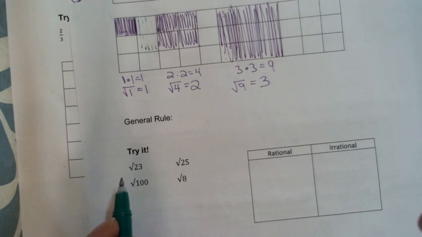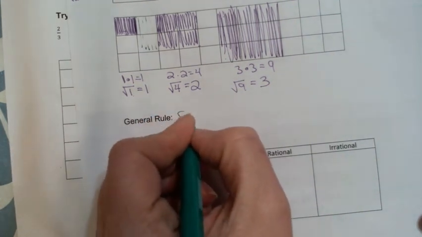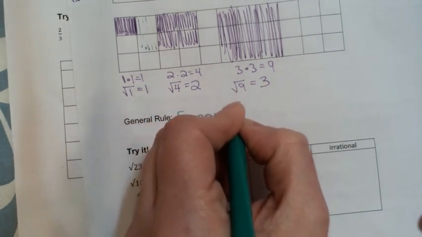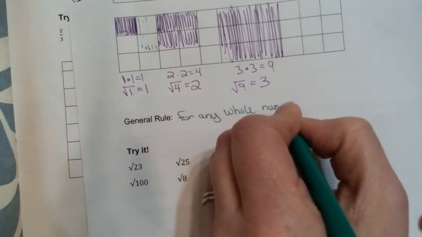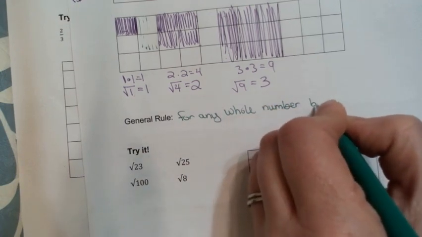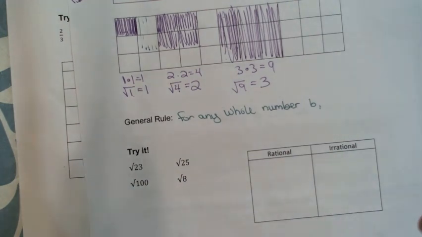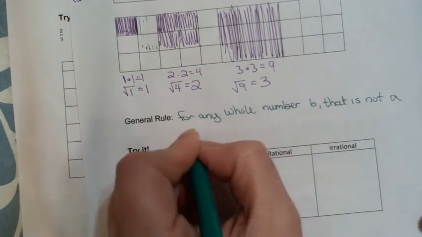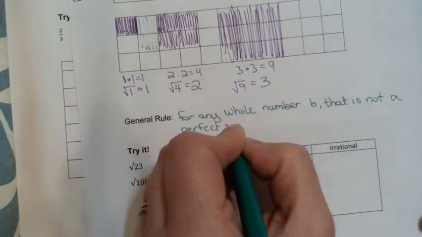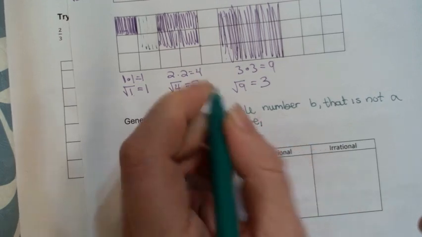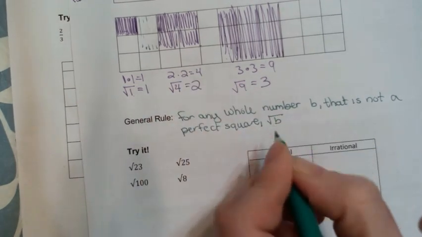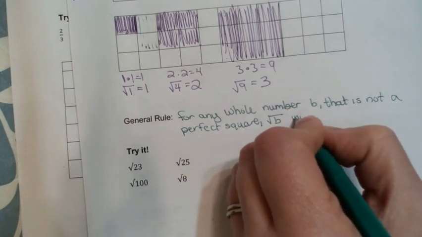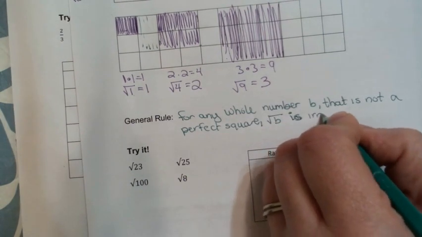So general rule is for any whole number, I'm going to say that's going to be represented by a B, that is not a perfect square, the square root of that number is irrational.